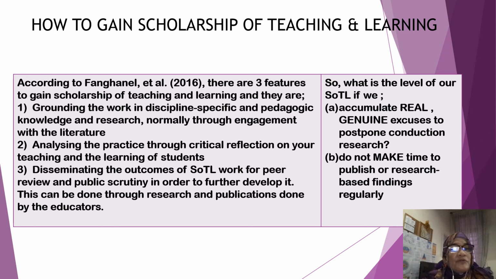According to Fanghanel 2016, there are 3 features to get scholarship in teaching and learning. Try and see whether you can get any one of them. Grounding the work in discipline-specific and pedagogic knowledge and research, normally through engagement with the literature. Not stories, literature meaning the literature review, the theories that we read, the models that people write about. You've got to read them.